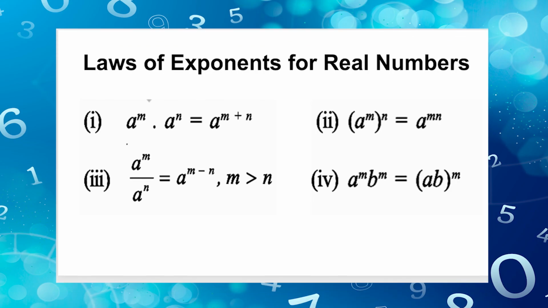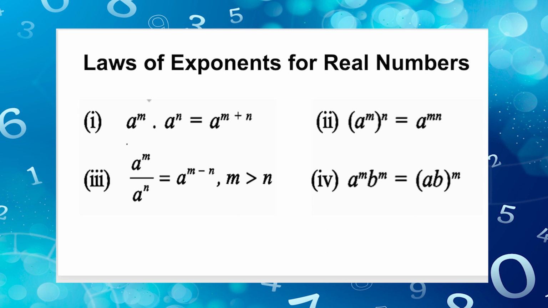First one is a^m into a^n gives us a^(m+n). Here students, remember that a is called the base and m and n are the exponents. In the first formula, you all must have seen that the base is same. On multiplying two exponents with same base, the powers are added.